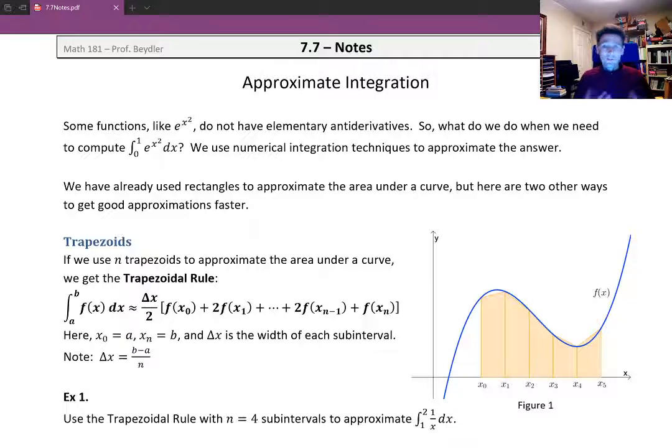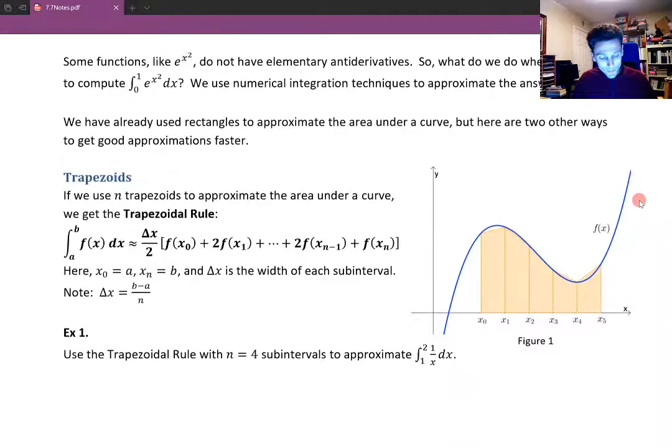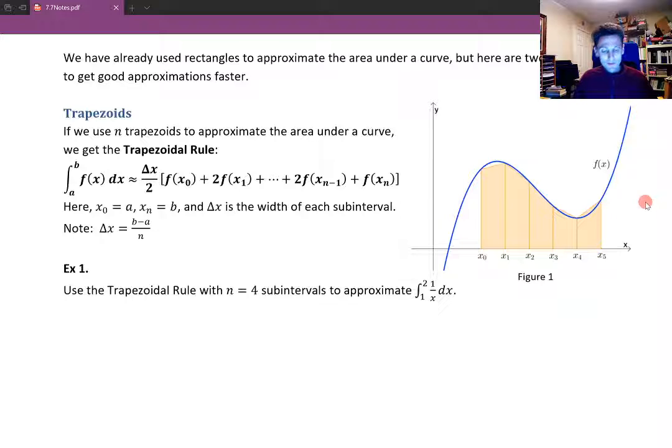We've already looked at using rectangles. I mean, this is how the whole integration thing started, with looking at using rectangles to approximate the area under a curve. But here, in this packet, are two other ways of getting those good approximations faster. The first way that we'll look at in this video is called the trapezoidal rule. Here we're using trapezoids to approximate the area under the curve.